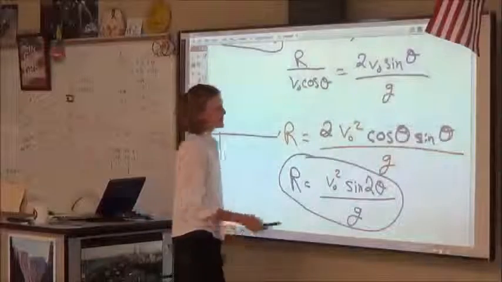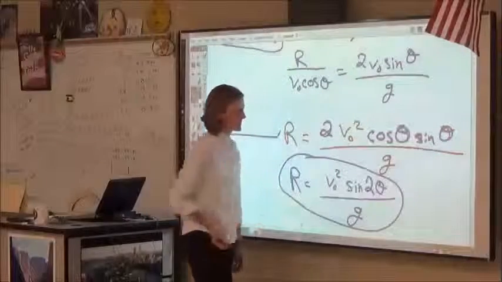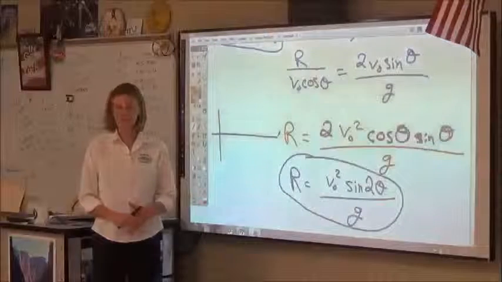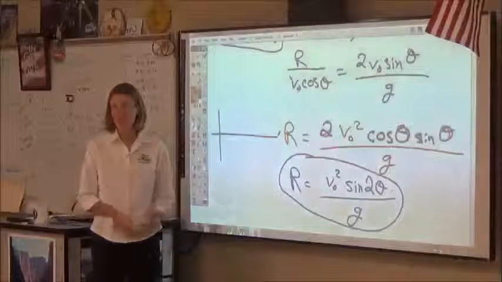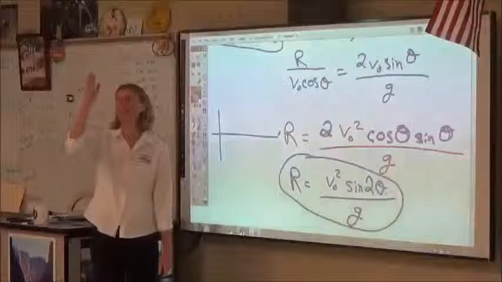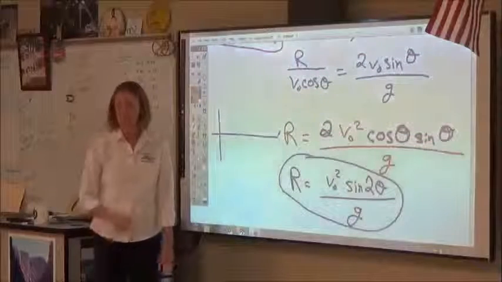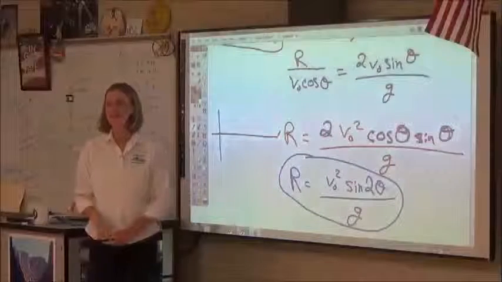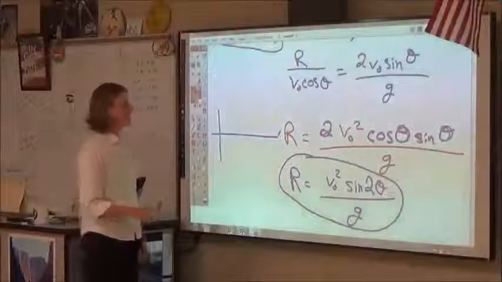Now, one of the questions that was on the WebQuest and comes up from time to time is, at what angle would you maximize the range of a projectile? I mean, obviously you don't want to shoot it at 89 degrees because that's going to come pretty much right down at your feet. You obviously don't want to shoot it at 1 degree. Yes, 45 is the answer.